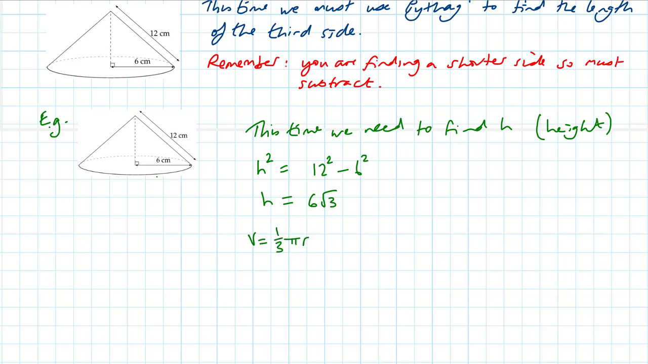Now, exactly as before, we substitute it into our formulae. We give our answer in terms of pi, and then we can give our answer to whatever degree of accuracy we've been asked for in the question.